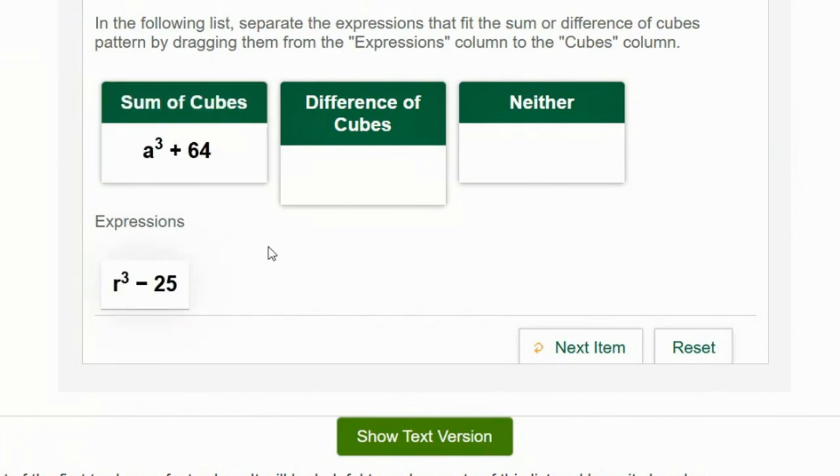Olivia thought so. How about r to the third minus 25? No, Olivia says that's neither one. R to the third is a cube, but 25 is a square. This is a cube minus a square, so that's not a difference of cubes. That is neither one. 36 plus y to the third.